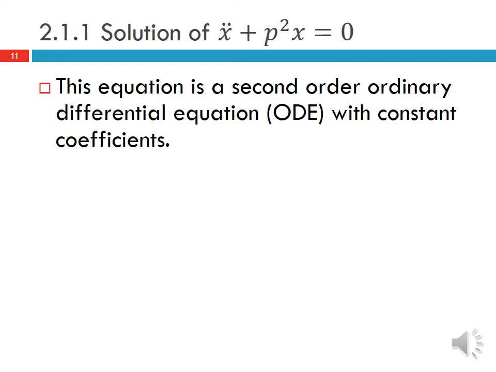So now we've got this standard form of our equation of motion: x double dot plus p squared x is equal to 0. This is the standard form of an undamped single degree of freedom system for free vibration. This equation is a second order ordinary differential equation with constant coefficients, so we can use familiar solution techniques to solve it. And what we really want to find is the value of x as a function of time.